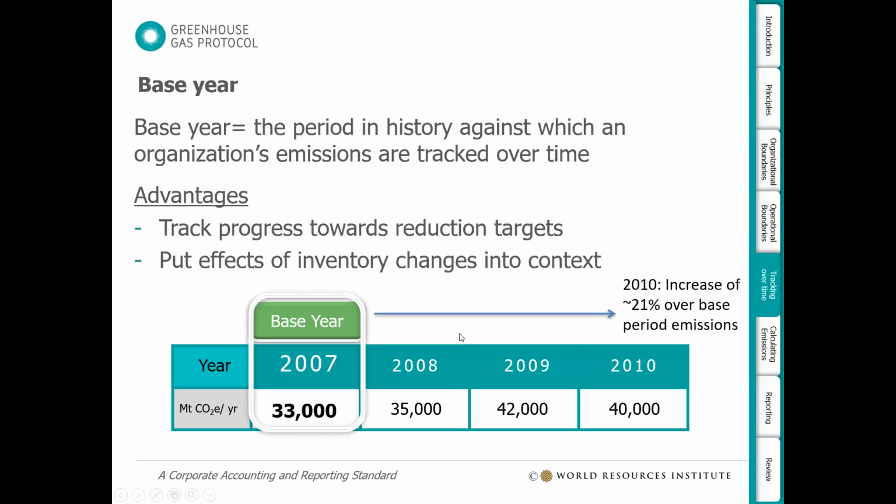Okay. So in terms of the base year itself, what is a base year? The base period or the base year is the period in history against which an organization's emissions are tracked over time. And the corporate standard requires companies to set base years as they're so important for inventory design for a number of reasons. One is that they help companies track progress towards reduction targets. They help companies put the effects of changes in inventory practices into context. And we'll cover both of those applications in this lesson.